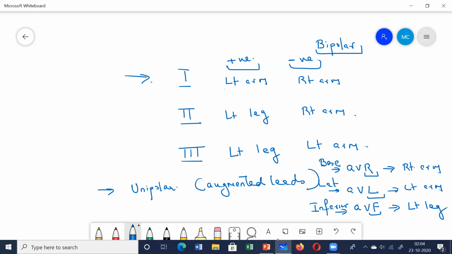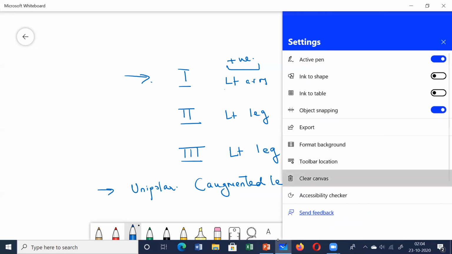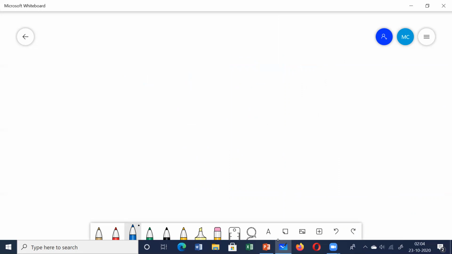So after this, let us talk about the chest electrodes. How many chest electrodes do you have? You have got 6 chest electrodes: V1, V2, V3, V4, V5, V6. So these are the 6 chest electrodes.